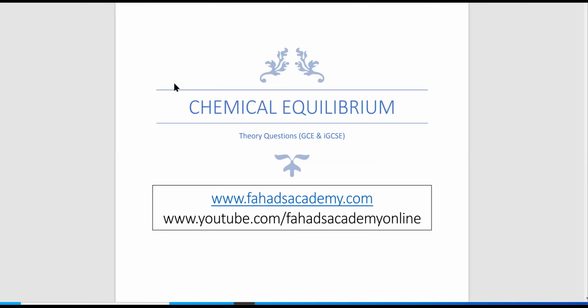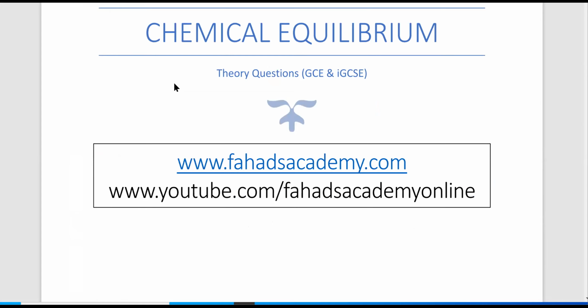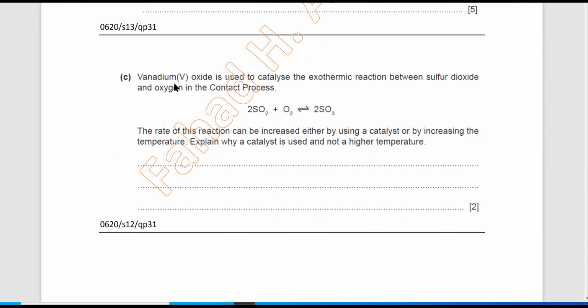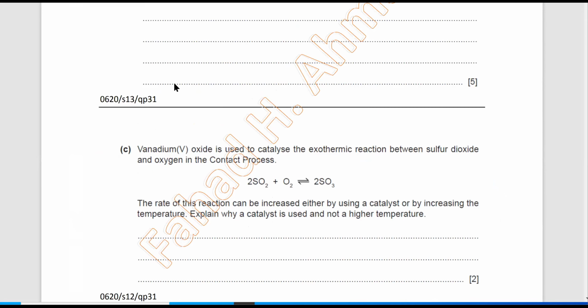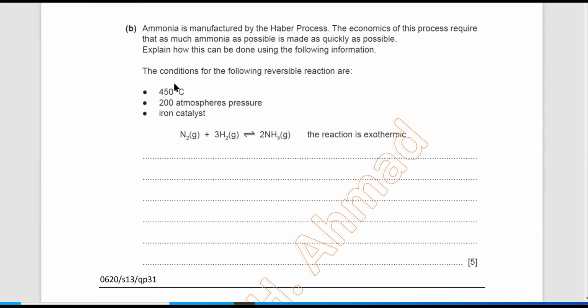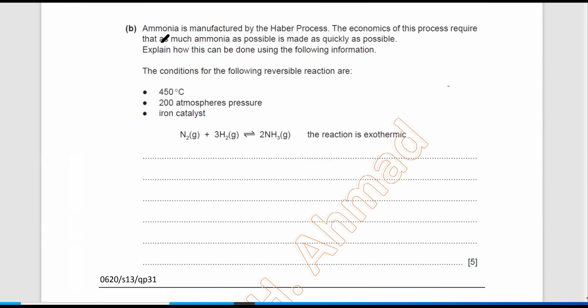अच्छा, here are your theory questions. Starting with the first one, remember most of the questions about the two processes that we studied would be very similar, but it's all memorization. Both processes need to be memorized. The question is, ammonia is manufactured by the Haber process. The economics of this process require that as much ammonia as possible is made as quickly as possible. Explain how this can be done using the following information. Now the conditions are provided.